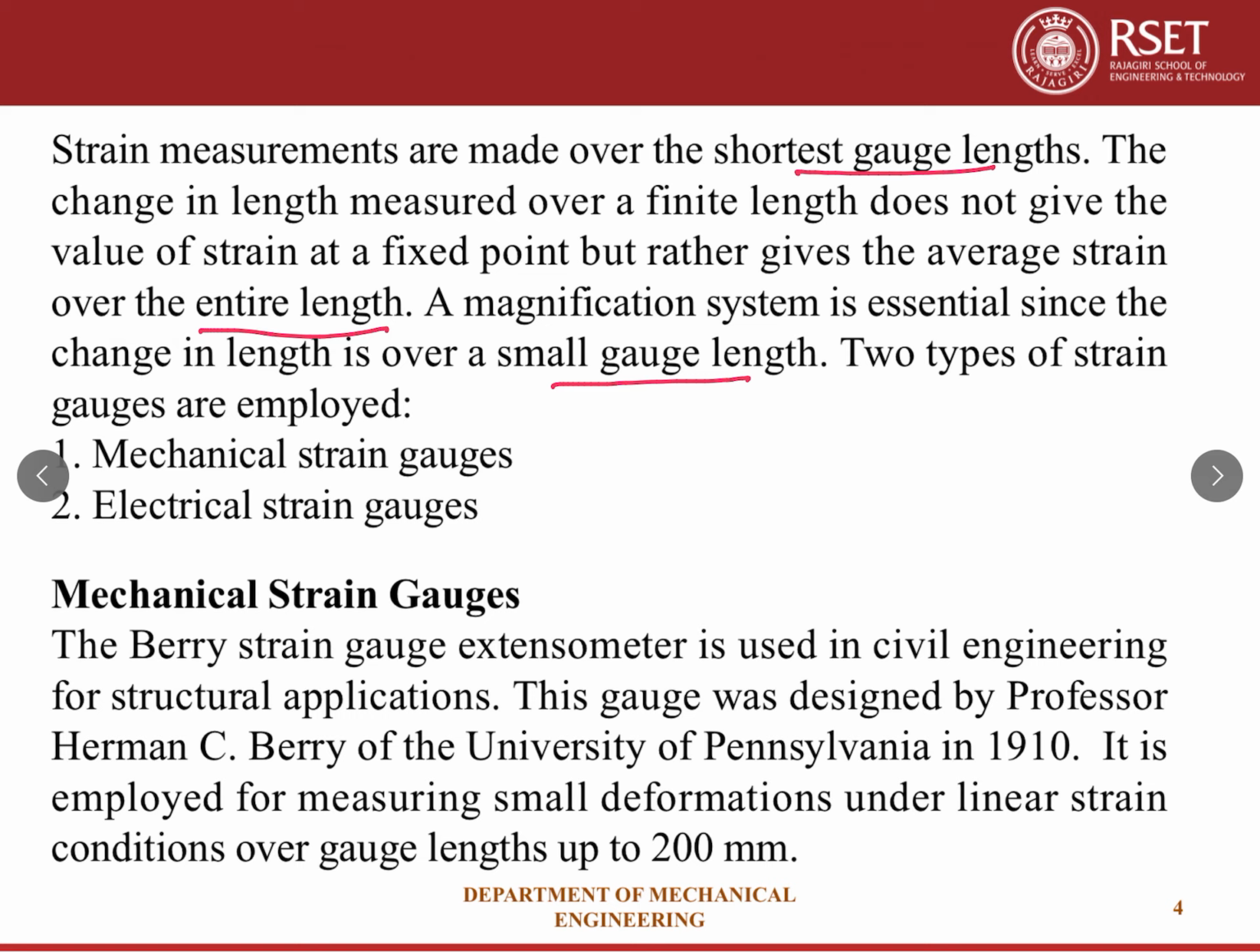There are two types of strain gauges. One is mechanical strain gauge and the other one is electrical strain gauge. First one is mechanical strain gauge. A Berry strain gauge extensometer is used in civil engineering for structural application. That is the mechanical strain gauge. This was designed by a professor, Herman C. Berry, in 1910. It is employed for measuring small deformation under a linear strain condition over a gauge length up to 200 millimeters.